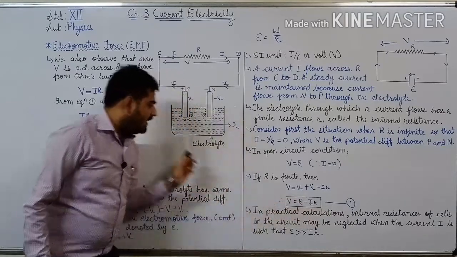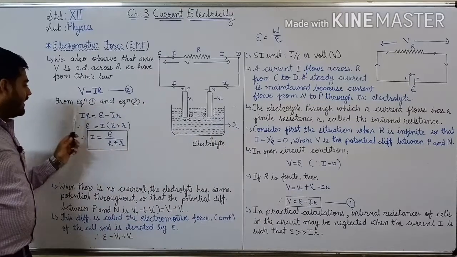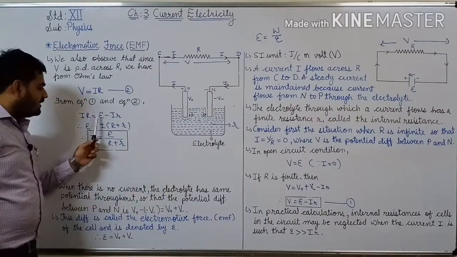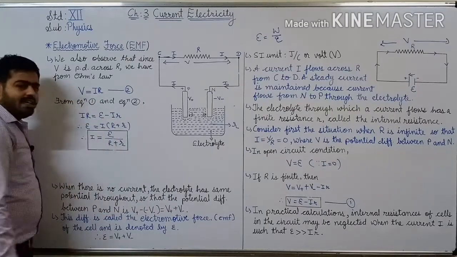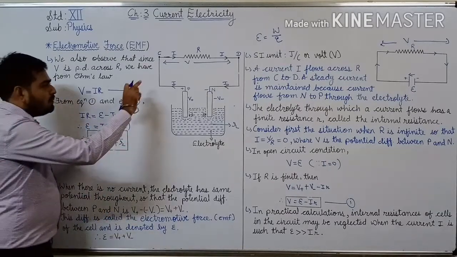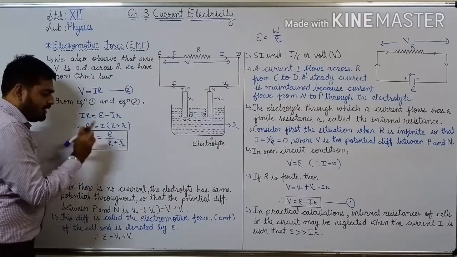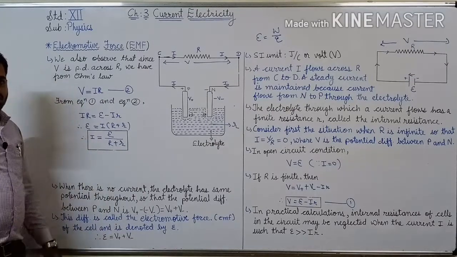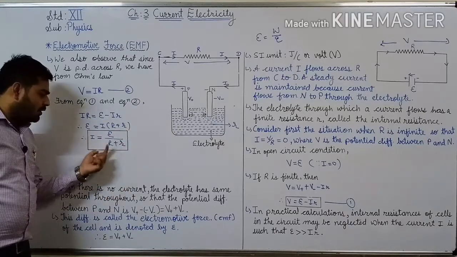From equation 1 and 2, substitute the value of V in this equation. Then we can write IR is equal to E minus IR. क्या लिख सकते हैं? IR is equal to E minus IR. If we make E subject, then IR plus IR. What can we take common? I. R plus r. Amount of current flowing through this circuit, that is I, is equal to EMF E upon R plus r. This is nothing but Ohm's law. I is equal to V by R. What is E? That is EMF of battery upon total resistance.